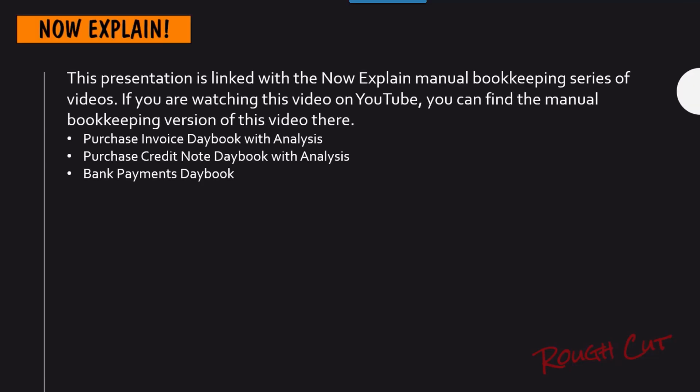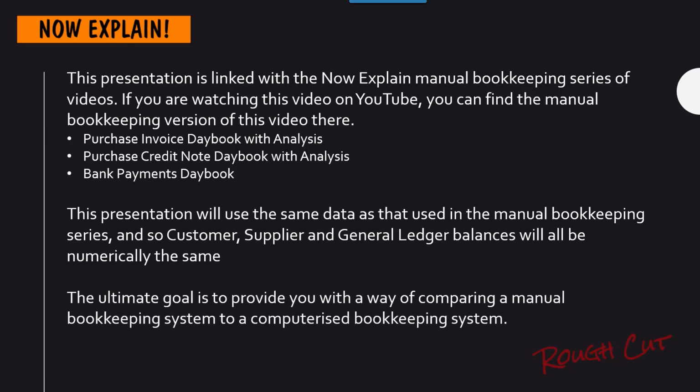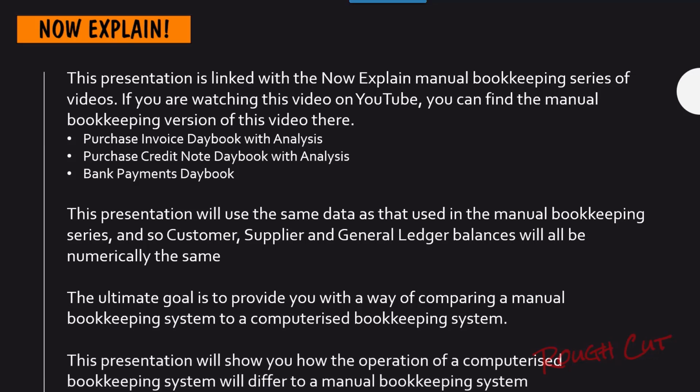This presentation is linked with the Now Explain Manual Bookkeeping series of videos. If you are watching this video on YouTube, you can find the manual bookkeeping version of this video there. This presentation will use the same data as that used in the manual bookkeeping series, and so customer, supplier and general ledger balances will all be numerically the same. The ultimate goal is to provide you with a way of comparing a manual bookkeeping system to a computerized bookkeeping system. This presentation will show you how the operation of a computerized bookkeeping system will differ to a manual bookkeeping system.